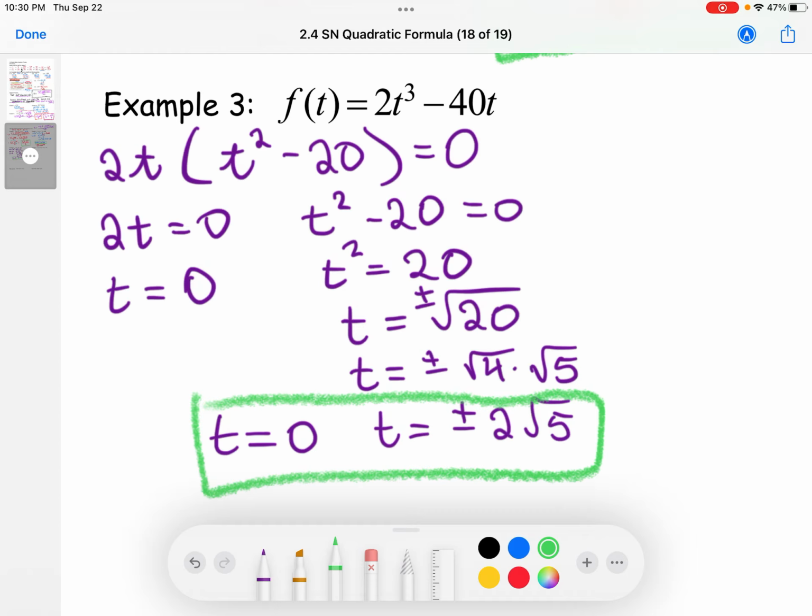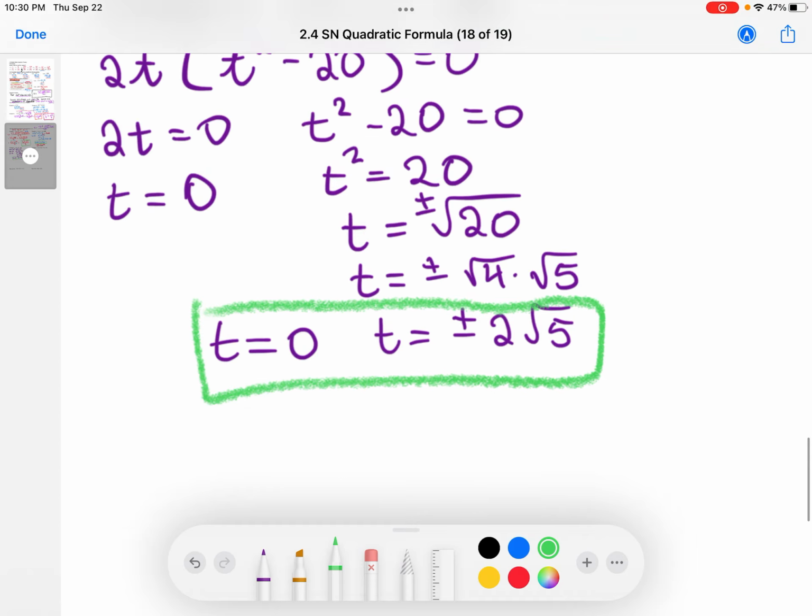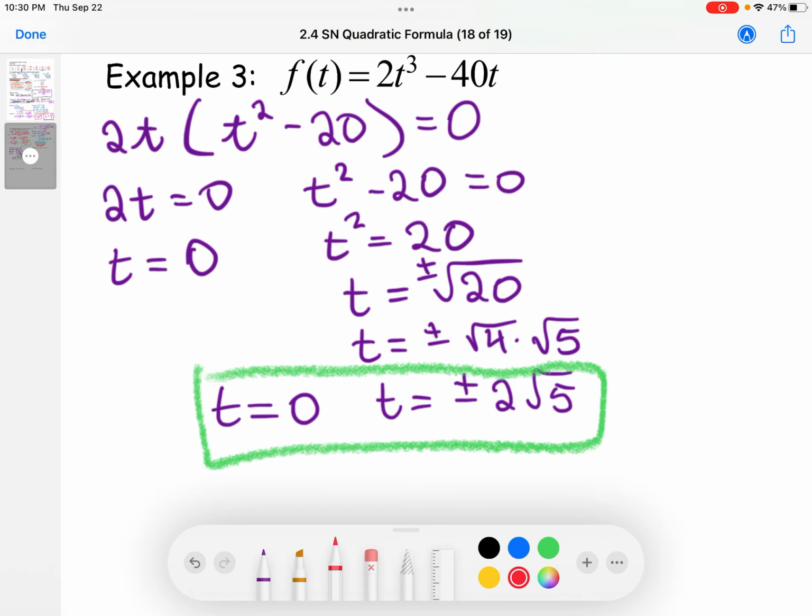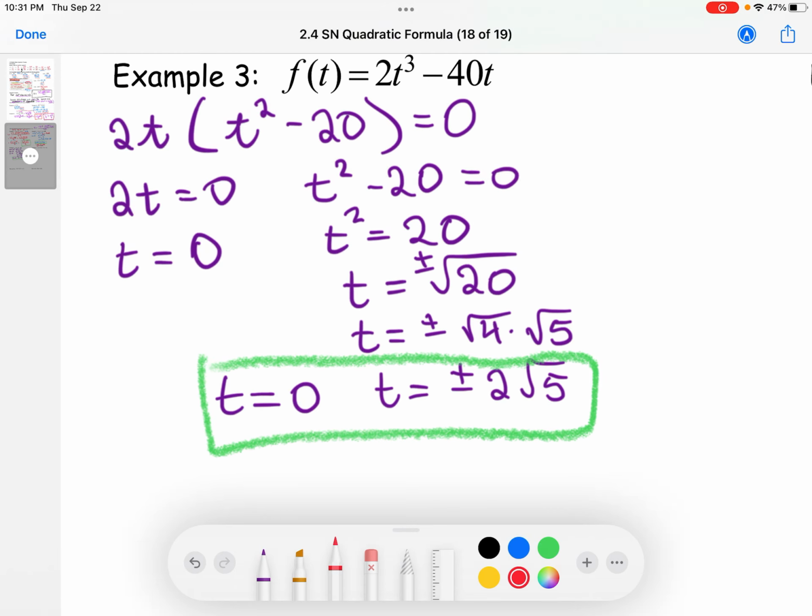Okay. Now, this is 3 solutions. They are all real solutions. 2 square root 5 is real. There's not an i. There was no negative under the square root sign. It's irrational, meaning it's a never-ending decimal, but it's still real. So this is 3 real solutions.